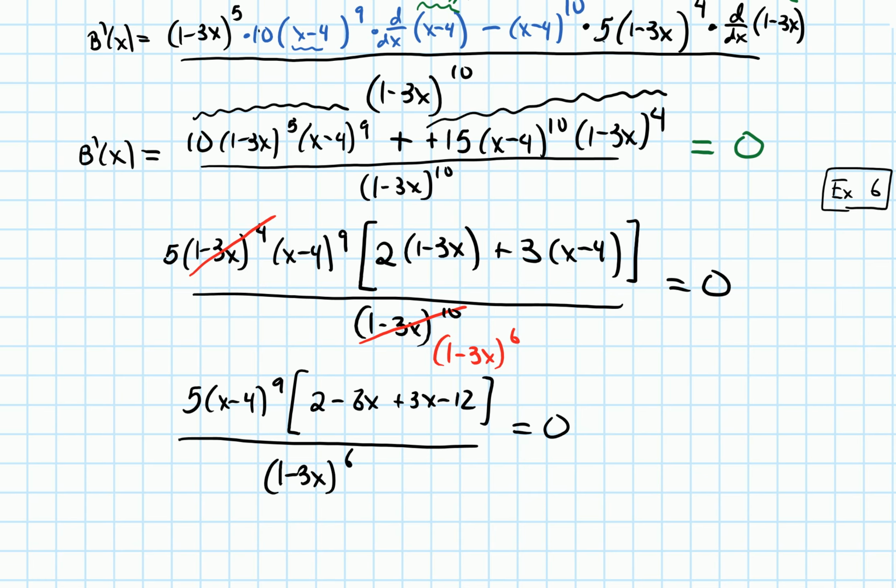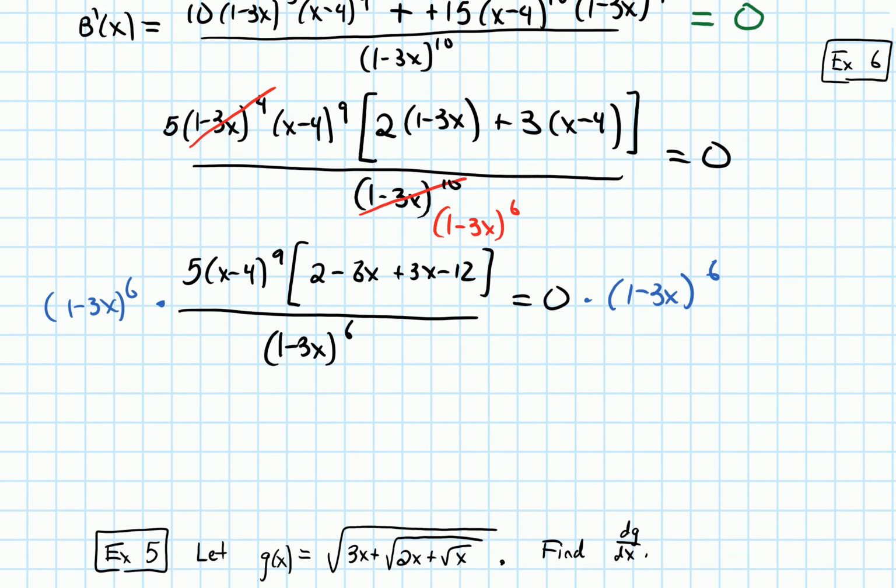So now let's multiply both sides by the denominator to get rid of the fraction. Getting rid of the fraction is going to be a good idea in general. And I can do that by multiplying both sides by the denominator. So doing this, I end up with 5 times x minus 4 to the 9. And then in the brackets, I will get negative 3x minus 10. And then this equals, on the other side, 0 times anything is just 0.